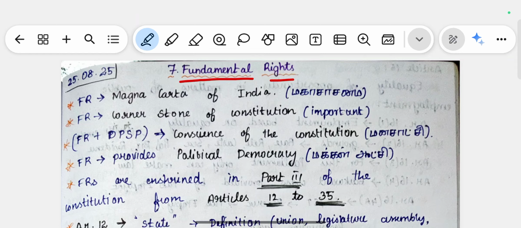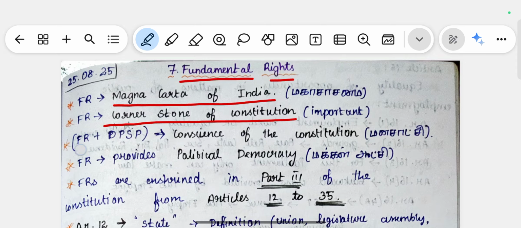So basically fundamental rights are the basic rights every Indian person should have, which is called fundamental rights. Our fundamental right is called the Magna Carta of India. Magna Carta is a royal charter for rights which is subject to law, something like that. For India the fundamental rights are considered the Magna Carta, and the cornerstone of the constitution. Cornerstone is, for example, in a building, the corner is important to hold the top of the building. Likewise, the fundamental rights are the important cornerstone for the constitution.